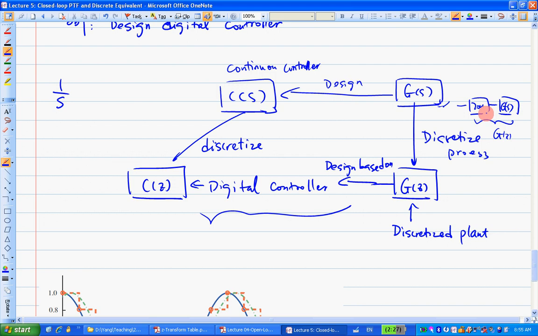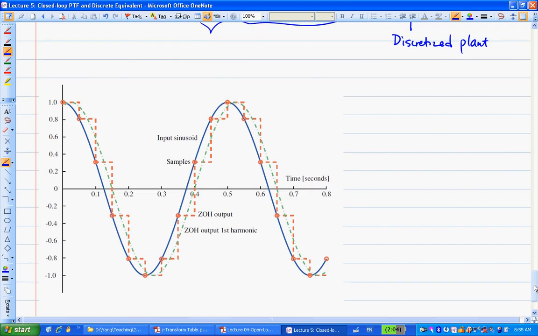As a matter of fact, when you have an additional block, the zero order hold, something changes. One of the changes can be very easily explained by this curve right here. So what's the effect of the zero order hold? Let's say this is a continuous sinusoidal signal. Then you sample the sinusoidal, and you pass it to the zero order hold, which basically holds the samples. That's what comes out of the zero order hold. Is that right?